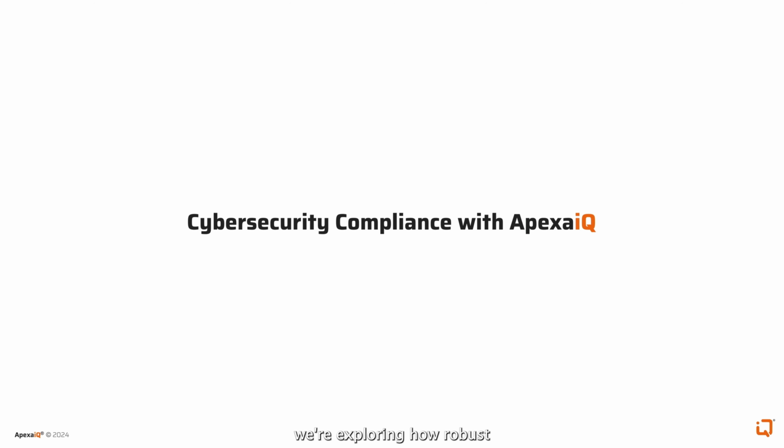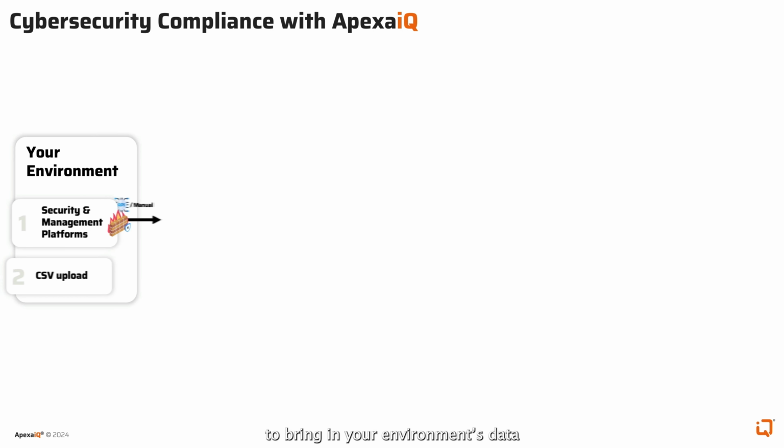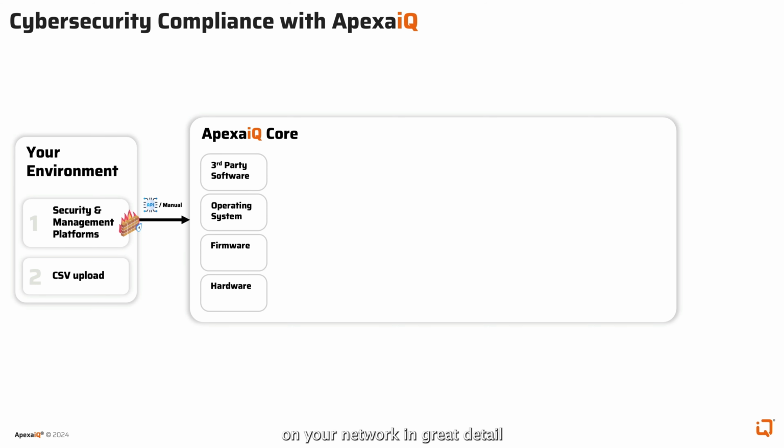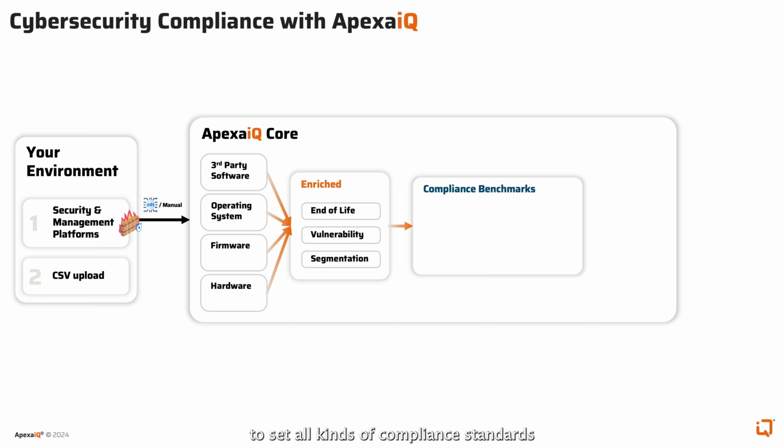In this video, we're exploring how robust cybersecurity compliance with ApexaiQ can be, as we make it easy to bring in your environment's data, to see every piece of hardware, firmware, operating system, and third-party software on your network in great detail, as they are enriched with end-of-life information, vulnerability information, and are also automatically segmented. And this clean, enriched, and real-time data enables us to set all kinds of compliance standards and benchmarks, both for cloud and for assets on-prem.